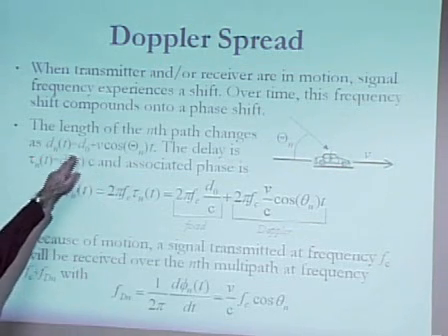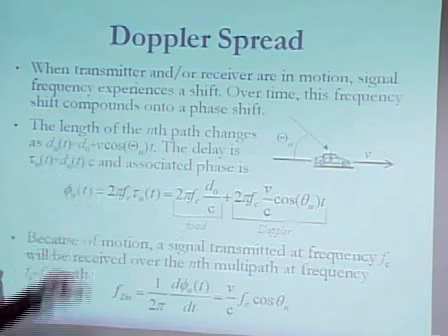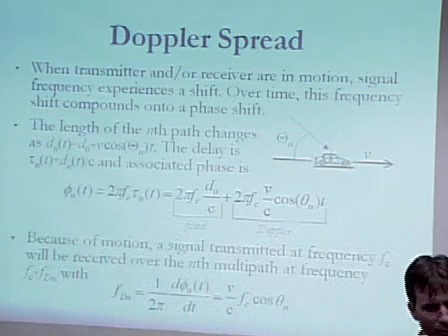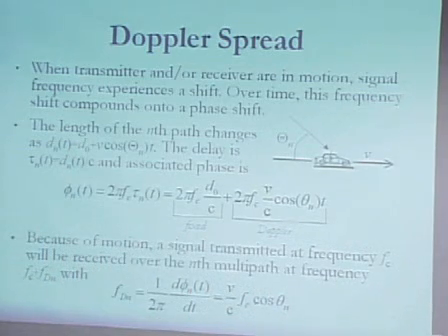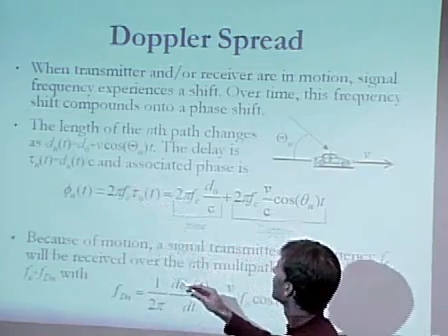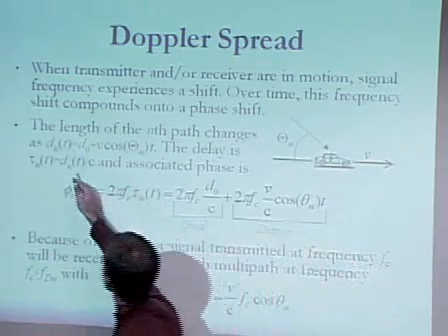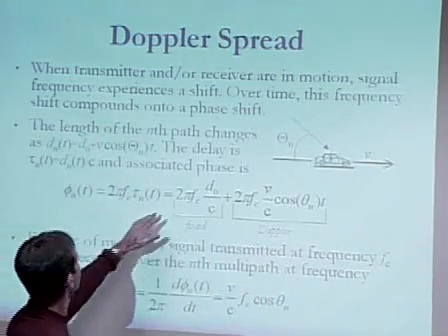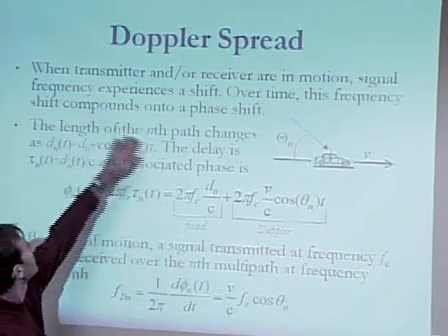Okay, we saw this before. So time is equal to distance divided by speed. And the phase associated with this delay is 2 pi fc times the delay. Okay, so now we plug in the fact that the delay is equal to d0 plus v cosine of theta n here.